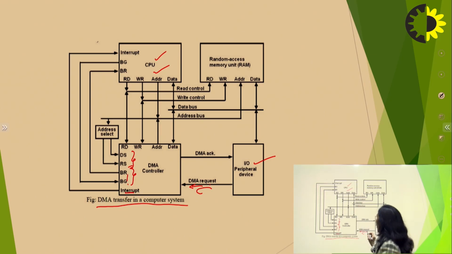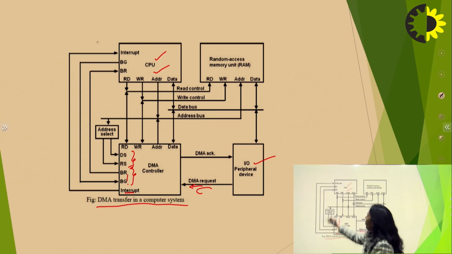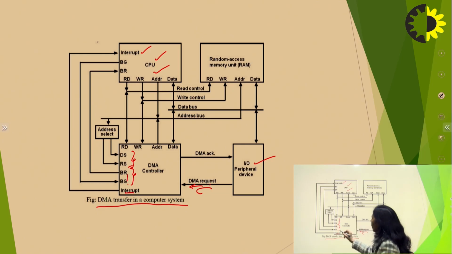First of all, after getting the DMA request from the input-output peripheral device, the interrupt is sent to the CPU. The CPU will get to know that some device is asking it for some information or any of the data is being sent to the CPU. It will see that there is one bus request from the DMA controller.